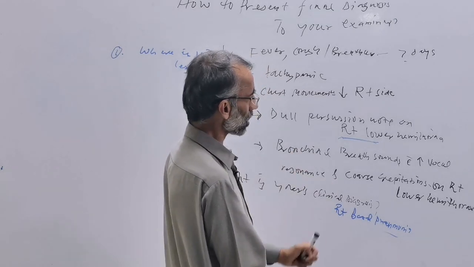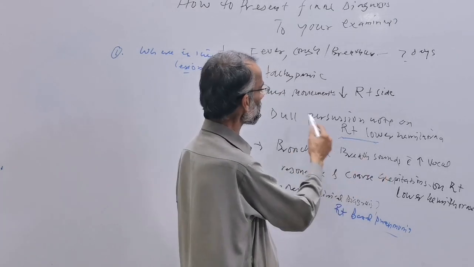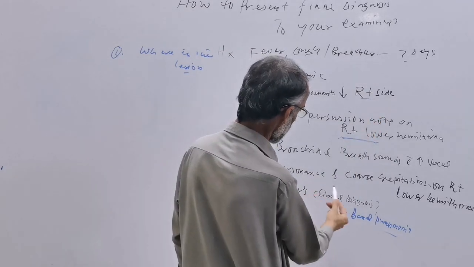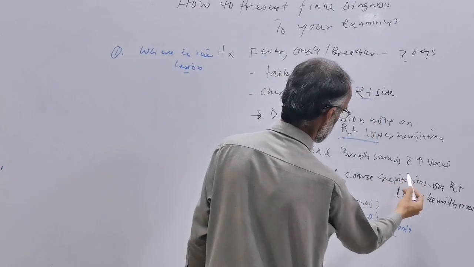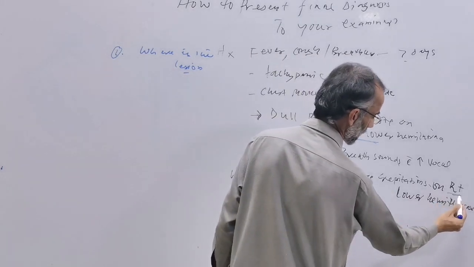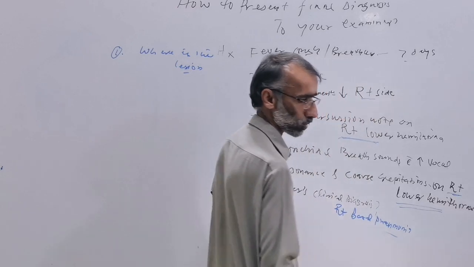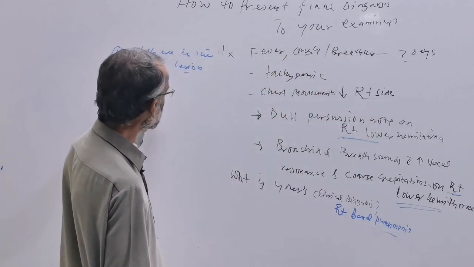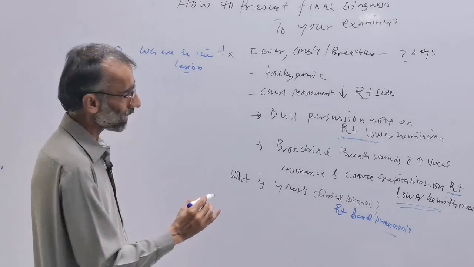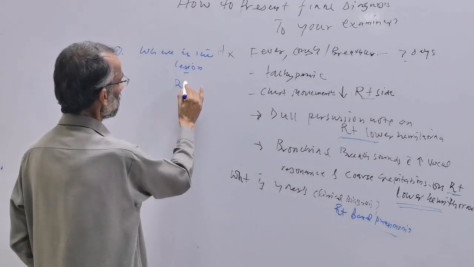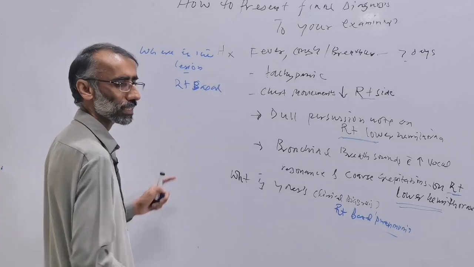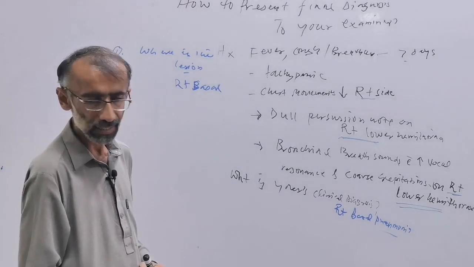There is dull percussion note on the right lower hemithorax. There is the chest movement reduced on the right side. And there is the bronchial breathing with increased vocal resonance and coarse crepitation on the right lower hemithorax. It means the lesion is the right basal. Lesion is the right basal.